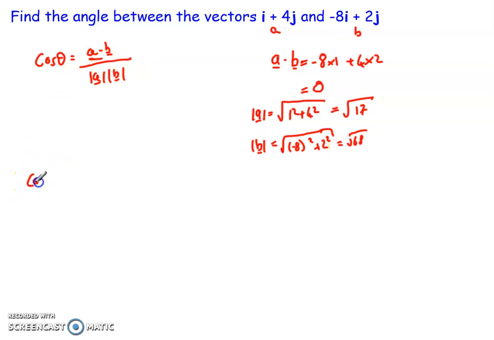Plug it all in here and I get that cos theta is equal to 0 over root 17 root 68, which just confirms exactly what I could have told myself from this stage, that theta, the angle between them, is pi over 2 or 90 degrees. We tend to work in radians here, so pi over 2 is fine. It may ask you for it in degrees, just remember that's 90 degrees.